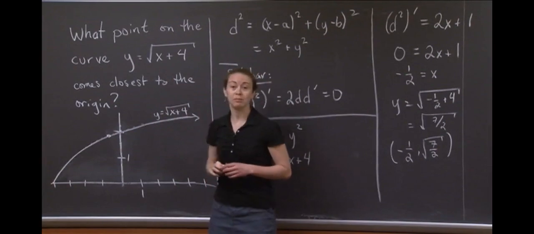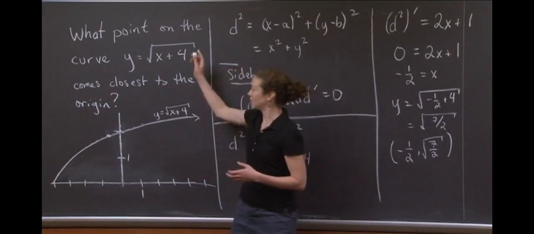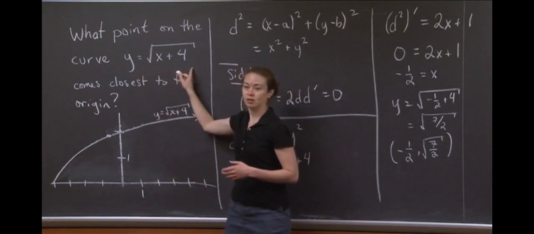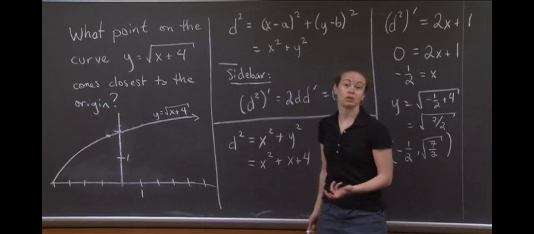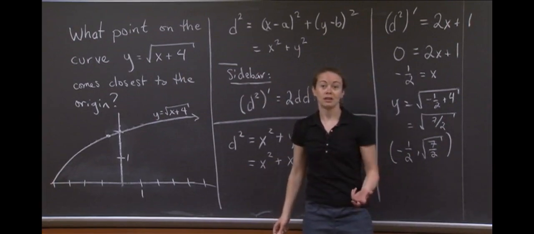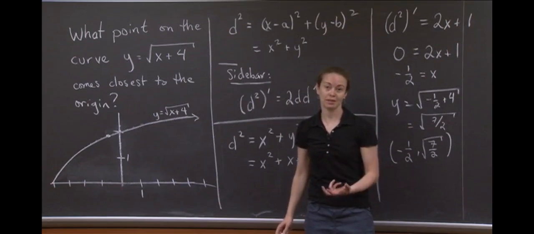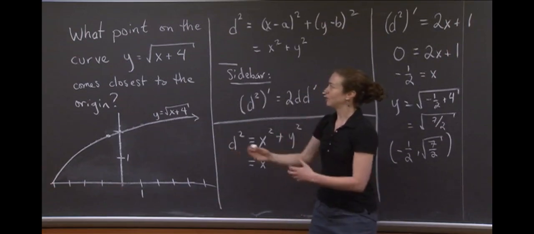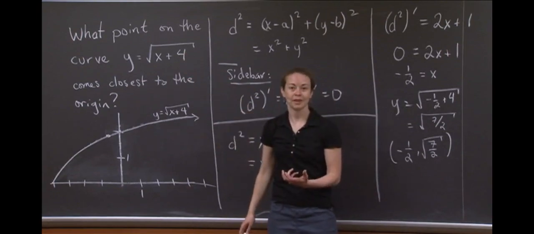So again, it was an optimization problem where we wanted to minimize distance. We had a constraint equation. We had the thing we wanted to minimize. And then we took the derivative of the optimizing equation, set it equal to 0, solved for x, and then found the answer to the specific question by finding the y value. And I think I'll stop there.